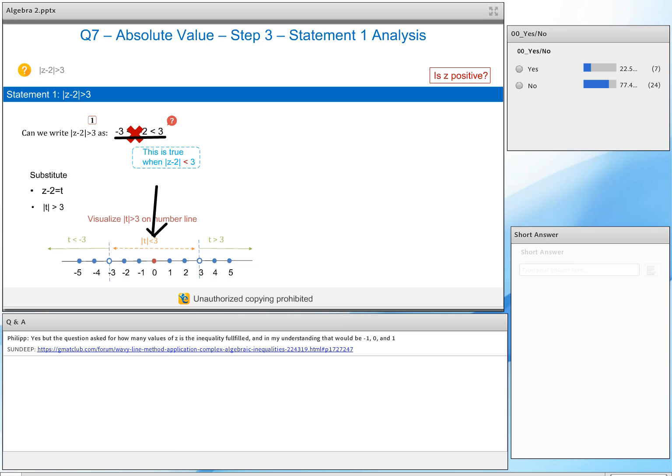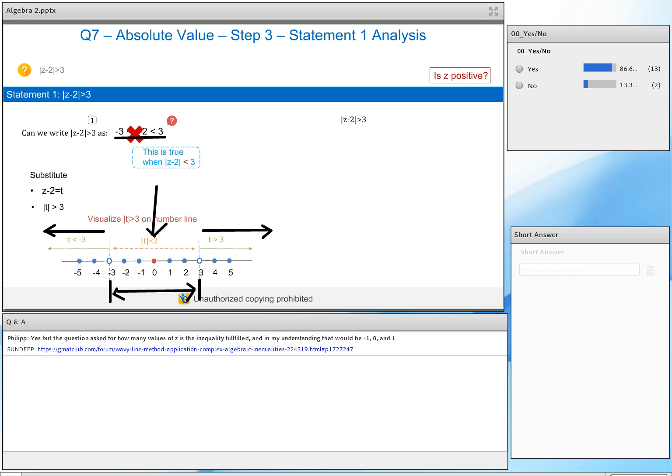So again, this graphic is shown simply to help you understand that when mod of t is greater than 3, it's really beyond. It's either this or this part of the number line. The part which is within minus 3 and 3 is really for the inequality mod of t is less than 3. Is this part clear? Yes or no for those of you who were confused? Good. All right. So now this was really conceptual clarity, right?